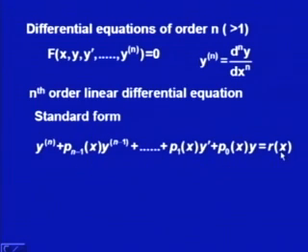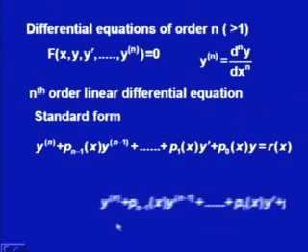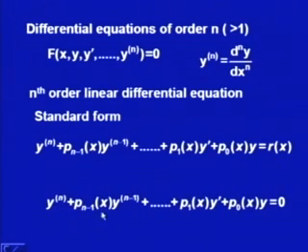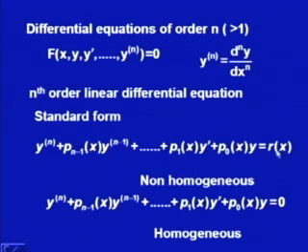Now, if this right hand side is identically 0, the equation will be of the form y n plus p n minus 1 x y n minus 1 plus and so on, p 1 x y dash plus p naught x y is equal to 0. This would be called the homogeneous linear equation of order n. When this is not 0, then we call it non-homogeneous linear equation of order n.